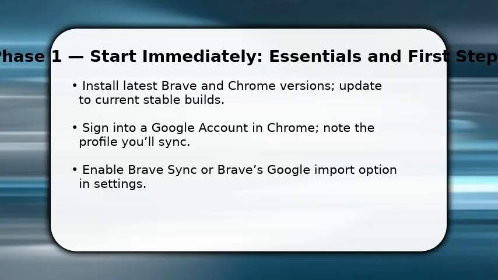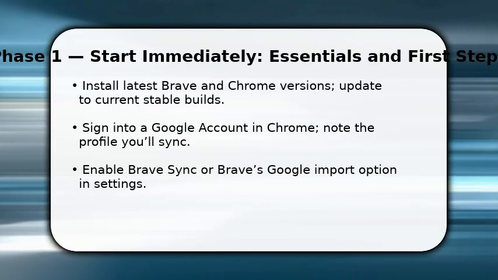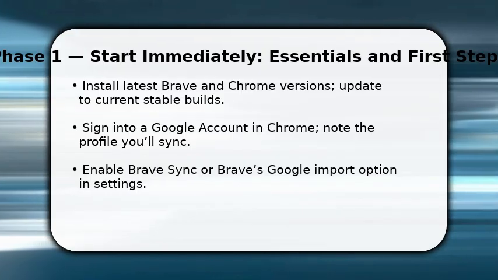Enjoy the video. You're starting by preparing both browsers. Update Brave and Chrome to the latest stable release, because version mismatches cause failures. Sign into Chrome with the Google account you want synced and note the profile name. In Brave, open Settings and enable Brave Sync or the Import Settings option. This begins the connection phase.